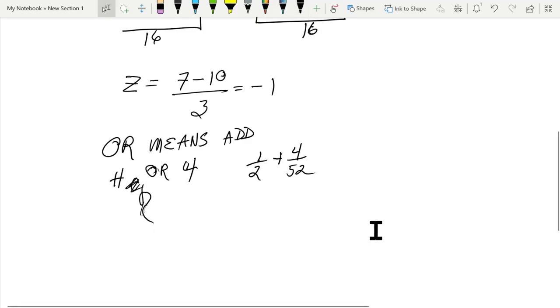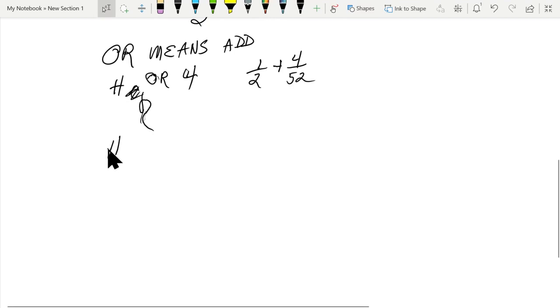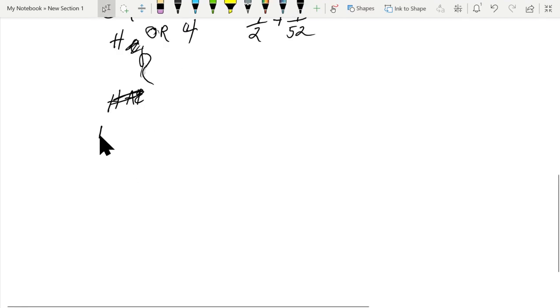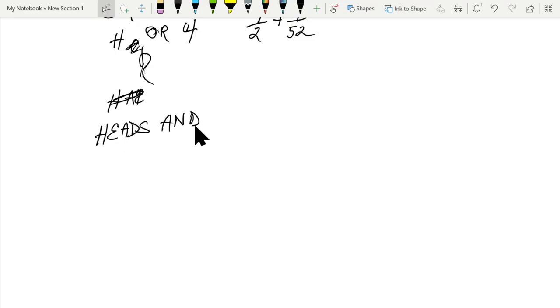The chance of getting a heads and a 4. And means multiply. So the chance of getting a heads and a 4 is 1/2 times 4 52nds. And means multiply, or means add. That's pretty much the basics of that.